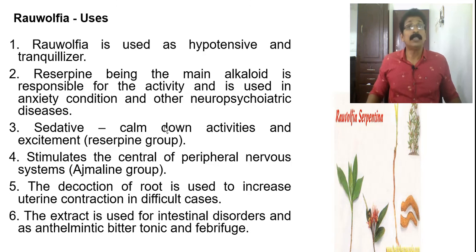Ajmaline groups can be used, and the decoction of the root is used to increase uterine contraction in difficult situations. Sometimes in labor, at delivery time, it can be given for an easy delivery and to induce labor pain. The decoction of the root was also given in the olden days and in traditional medicine. The extract is used in intestinal disorders and also as an anthelmintic for worm clearance, bitter tonic and febrifuge. It can also be used for various other uses.